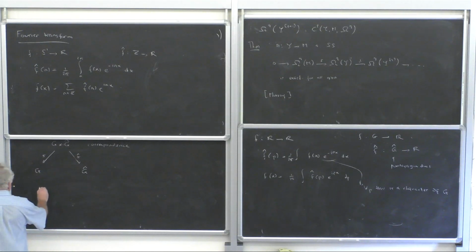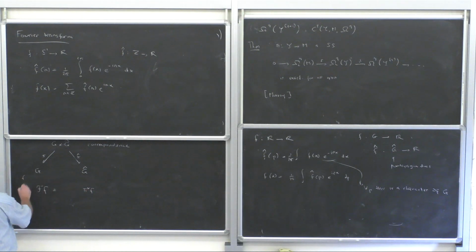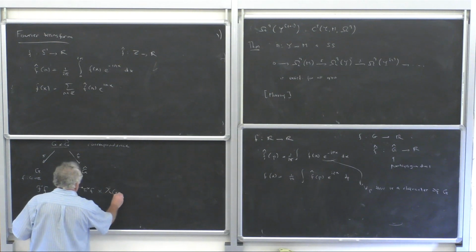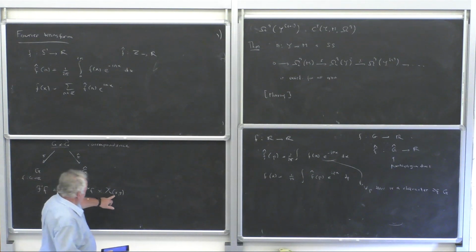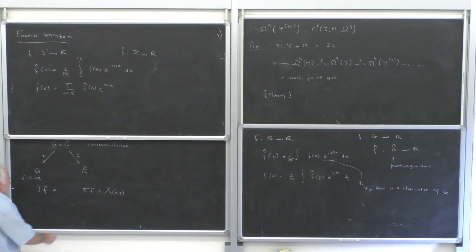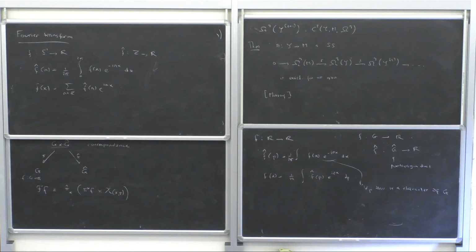And then the Fourier transform is something like this. You take your function here, a function from G to R. You pull it back to this correspondence space. Then you multiply it by some character. For each P, this is a character of G, and for each X, this is a character of G hat. And then you push it forward to G hat. In this case, the push forward is just integration.